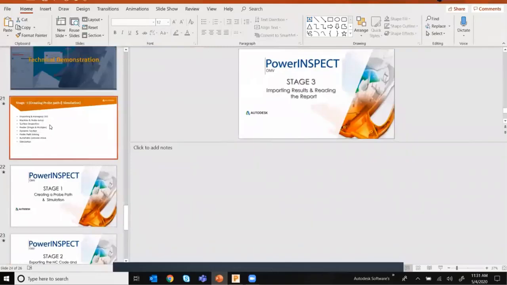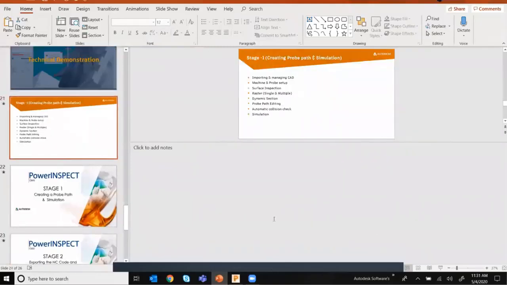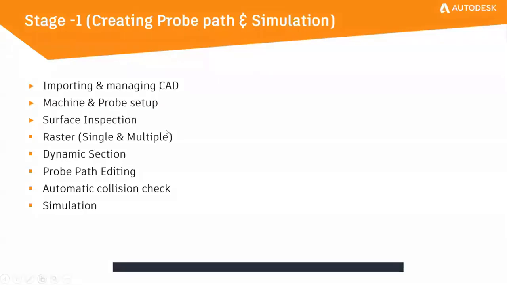And in the first stage, I will show you these points. In the first stage, we'll see how to import and manage the CAD, then how to import the CAD model of the machine inside the software, then how to set up the probe, how to make the inspection sequence, then how to edit your probe path, then how to simulate it. So this is my agenda for the technical demonstration. So I'm just moving to my software.